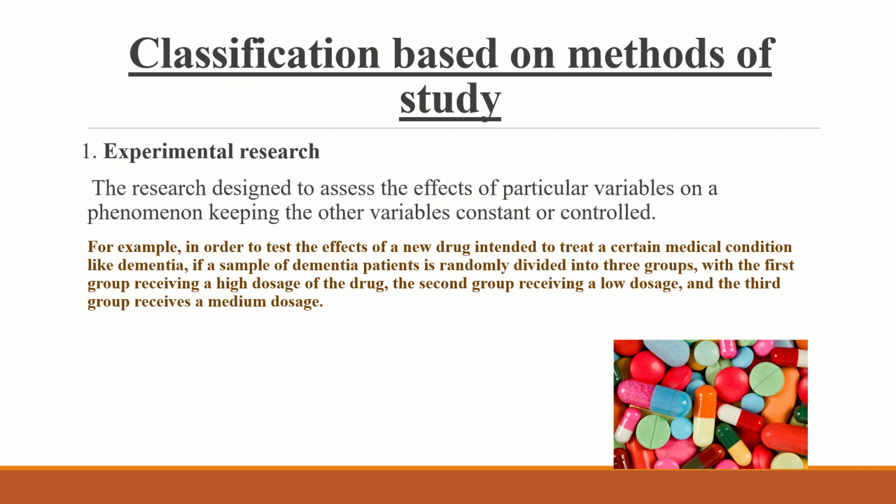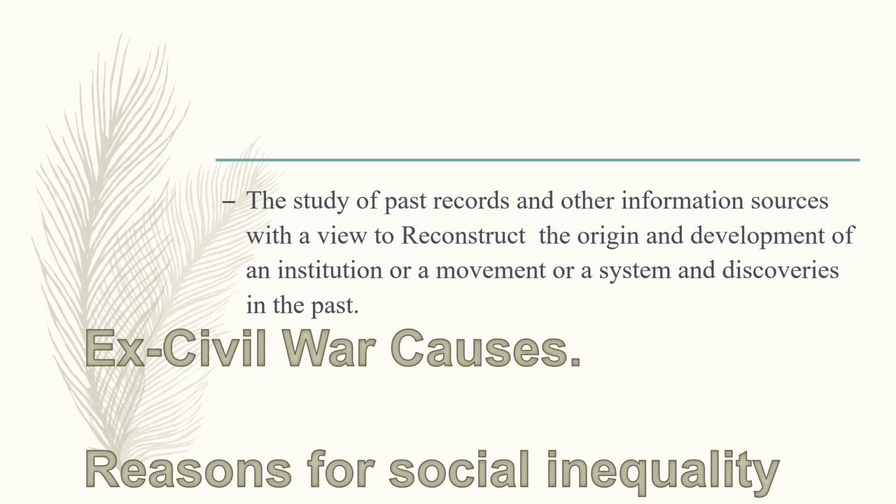Giving you an example, in a particular test of medicine, there are 3 different groups of individuals. The first group is given a high dosage of medicine for a particular disease. For the second group, it is a low dosage, and the third group, a medium dosage. Now, we need to understand, based on the medicine given with the high, low or medium dosage, what changes occur in the individual's body. That is experimental research.